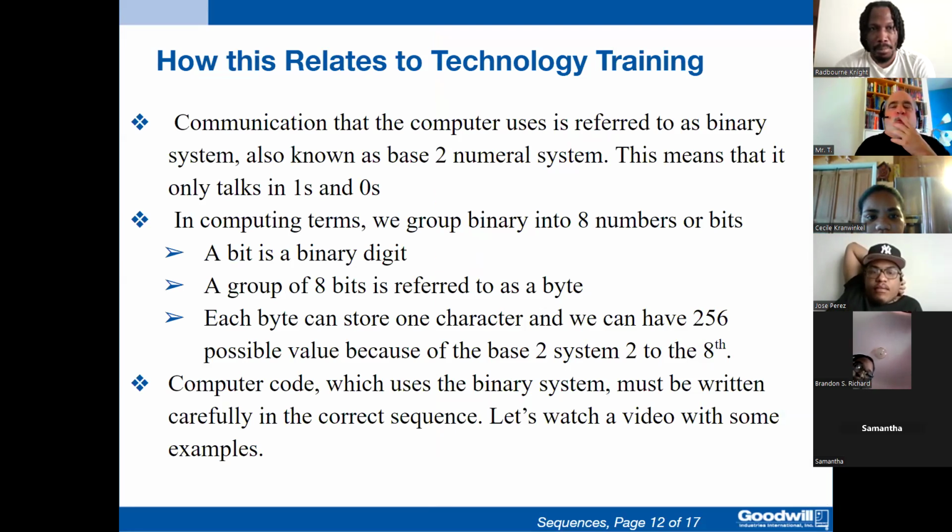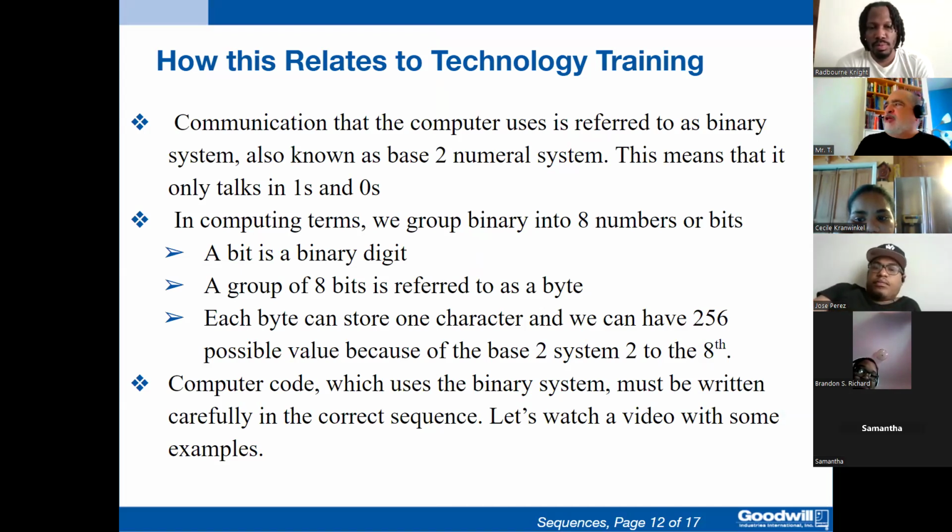So why are we delving into sequences at all? Because sequences are important in programming and computers. The communication that the computer uses is referred to as binary. Now, can everyone see the slide that says how this relates to technology training? Anyone not see it? Yes, I can see it. Okay, good. I always want to make sure. If I ask, anyone not see it, then I want to give that person time to just move some windows around.